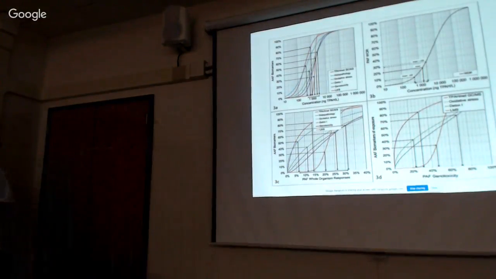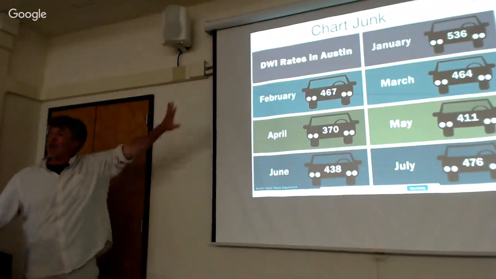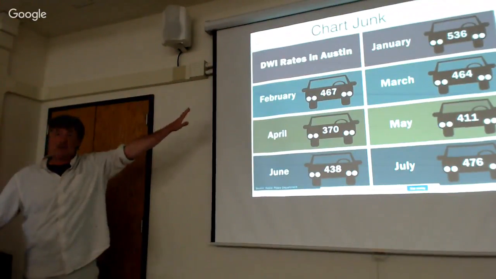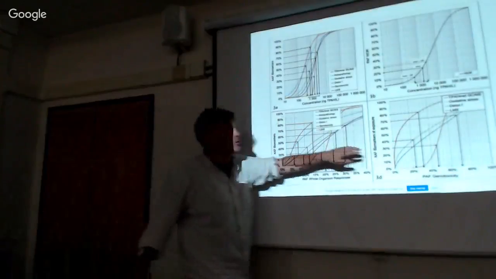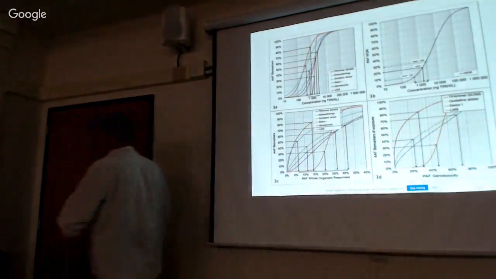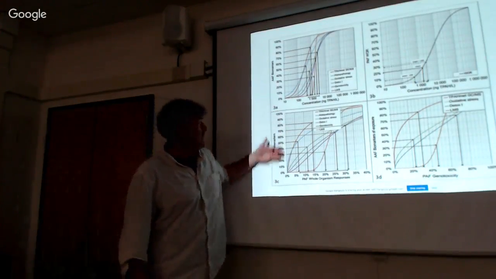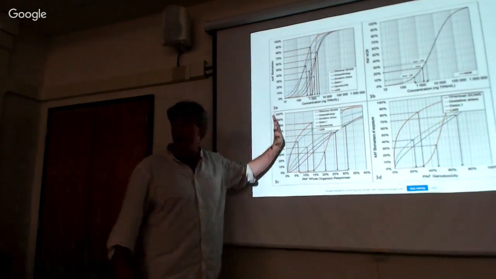Okay, so this is chart junk. This is an infographic, as opposed to a data visualization. This is also chart junk, but it's not so egregious, but it is there. It's also not clear in this particular case. Do we actually need all the labels here?